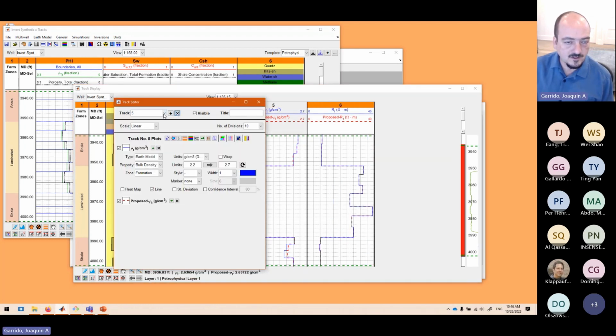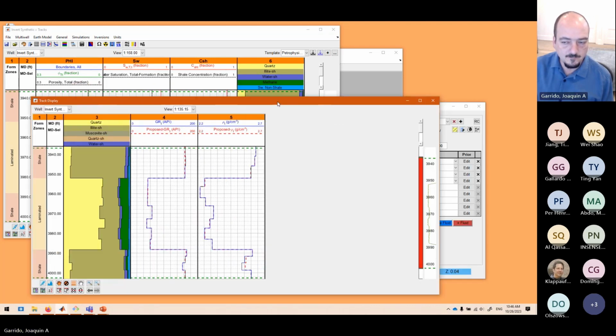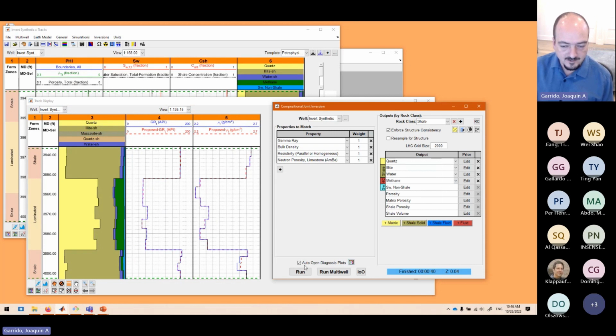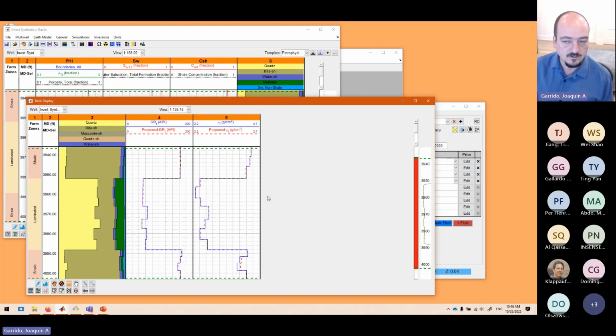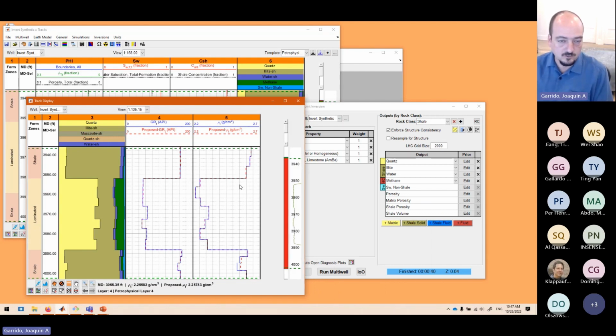I don't know if you noticed, but this track display was open when I said run. And that's the diagnostic plots. It's how closely you can actually match the properties that you are trying to reproduce. So gamma ray and proposed gamma ray. This, in blue here, is the gamma ray property that we're using as input, the one I inverted for originally, the one that I showed you in the other slide.